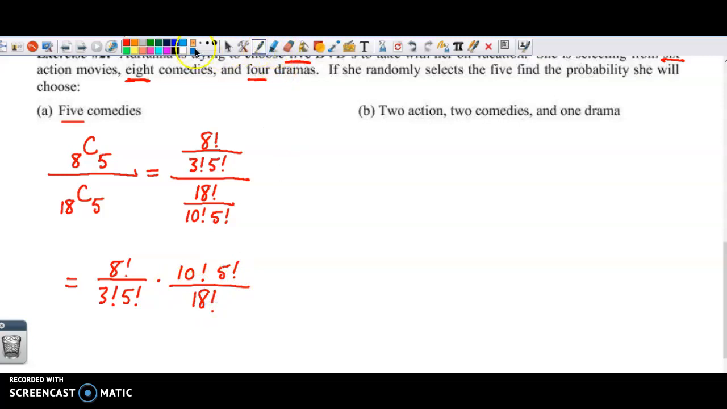At least I hope you would recognize then that, let's use green, that 5 factorial would cancel. Let's see, you can rewrite 18 factorial. Well, this would take a while. This is probably not the one to show you how to do this.